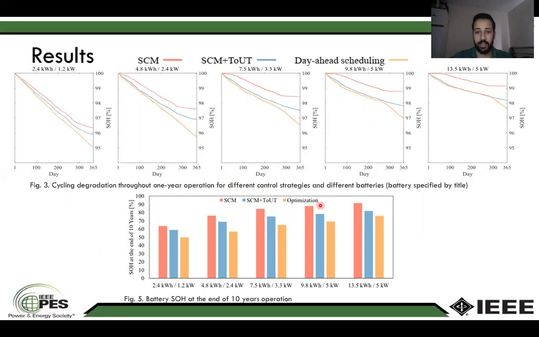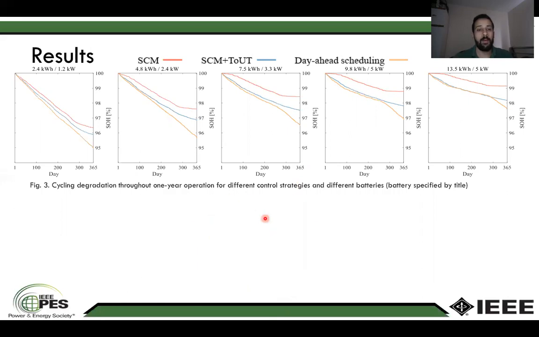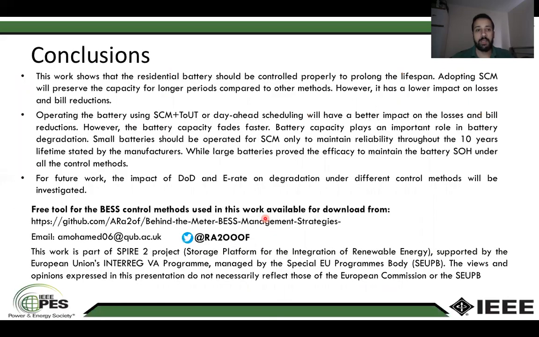The worst degradation was obtained using the optimization method, because in this method we are utilizing the battery fully to achieve the objectives. For the impact on the network, for example the losses, the best reduction in losses was achieved using the optimization method, because in this method we are improving the load variance, which also improved the losses reduction. And the worst values were for the first one, because this control method doesn't actually focus on improving the network, and it focuses only on maximizing the self-consumption.